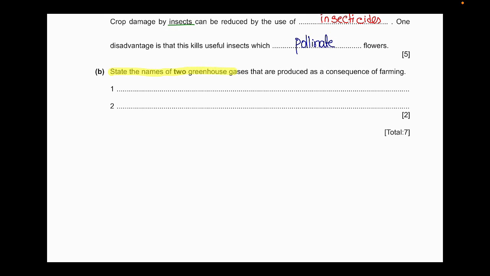State the name of two greenhouse gases that are produced as a consequence of farming. So farming produces a lot of methane due to the decomposition of vegetation during the farming process. All right, and it also produces a lot of carbon dioxide.